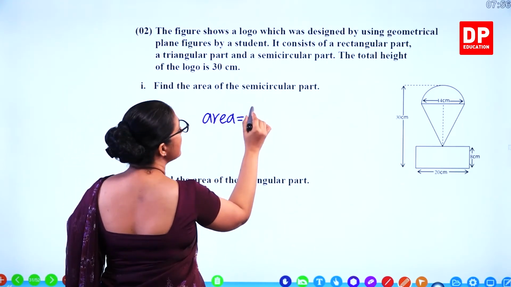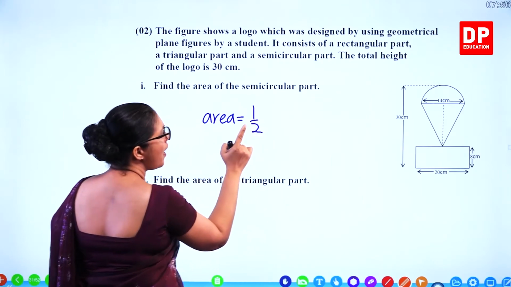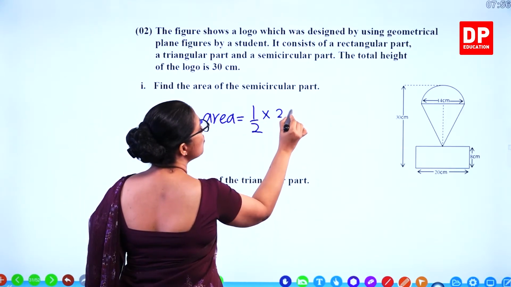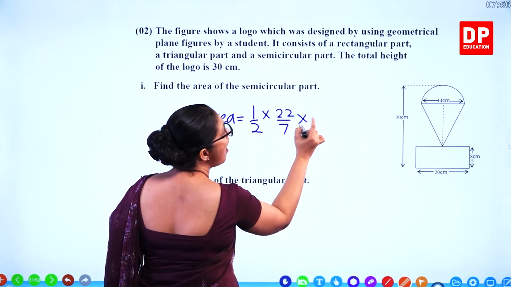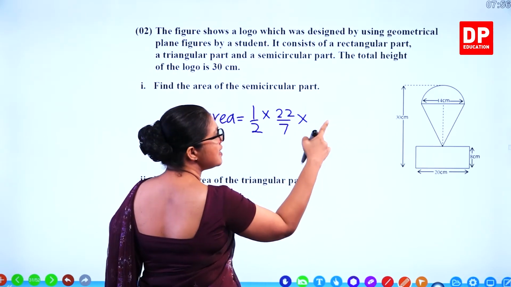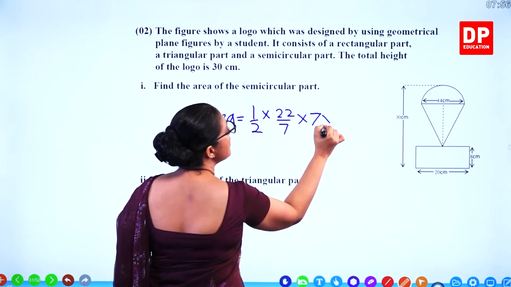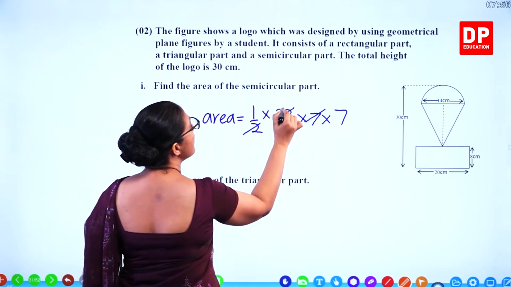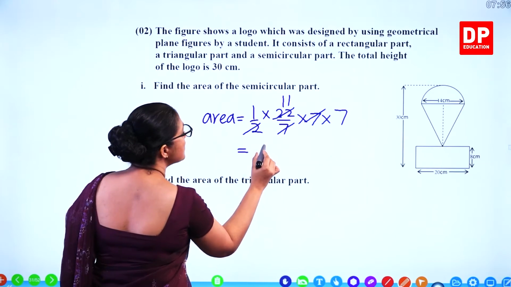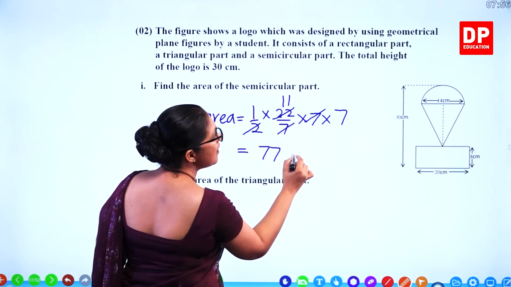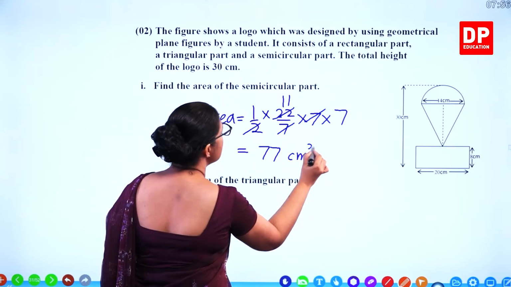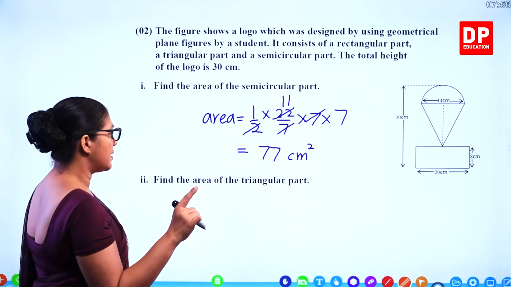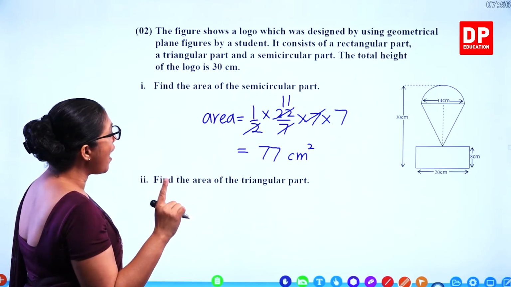How do you find out the area? This is a semicircle, half pi r squared. Pi is 22 over 7. R you can take 7. 14 is the diameter. 7 into 7, 7 get cancelled out. 2 and this one, 11. 11 times 7, 77 square centimeters is the area of the semicircle. Find the area of the triangular part.